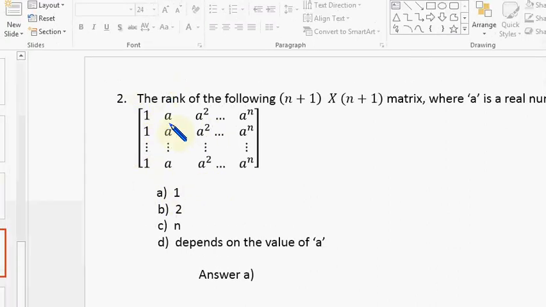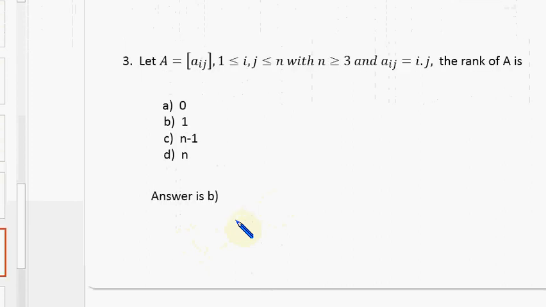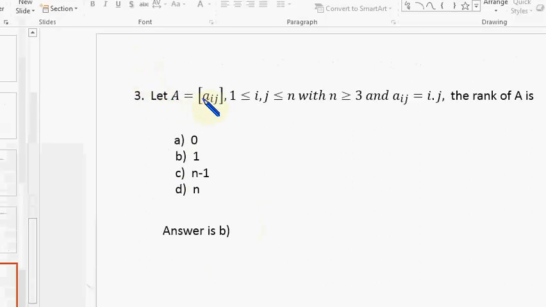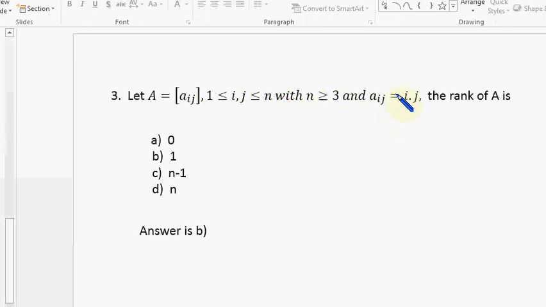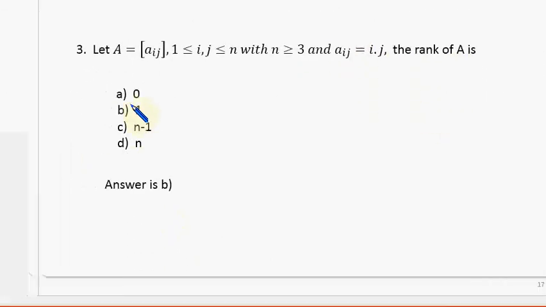The matrix is like this: 1, a, a square, up to a to the power of n. So you can observe the same elements are there. So therefore the rank of the matrix is 1. Let A be the matrix aij, with 1 less than or equal to i less than or equal to n, similarly 1 less than or equal to j less than or equal to n, with n greater than or equal to 3, and aij is equal to i into j, then the rank of A is 1. You can observe this.